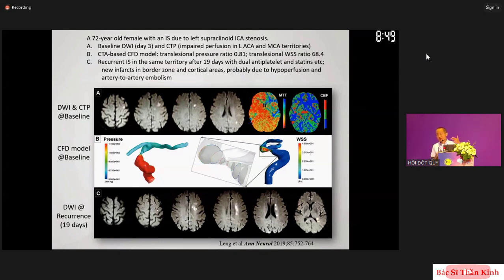First is the translesional pressure ratio, which reflects a significant drop in the perfusion pressure across the stenosis. And the second parameter is the translesional shear stress, which is measured at the throat of the stenosis. These two parameters actually will predict whether this patient has recurrence or not.